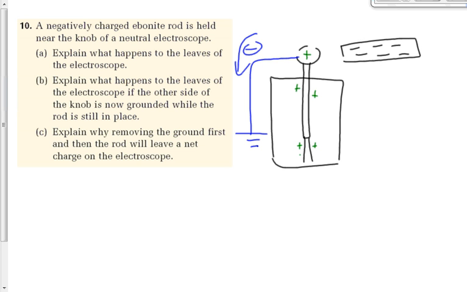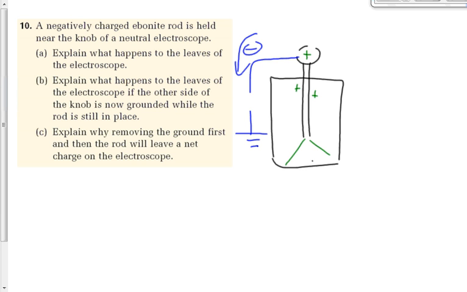And C says, explain why removing the ground first and then the rod will leave a net charge on the electroscope. In other words, the leaves of the electroscope will stay spread apart. If you take away this grounding wire before you take away the rod, why? Don't the electrons want to redistribute and make it neutral again, John?